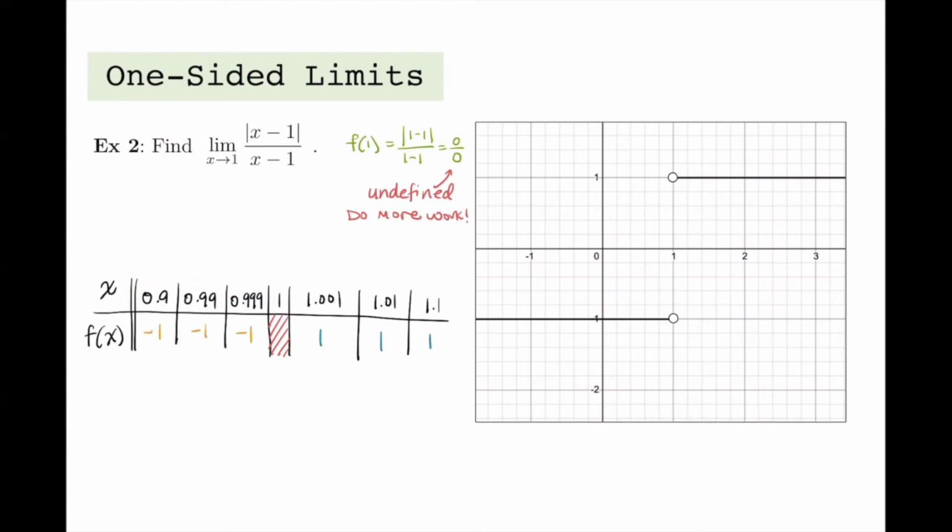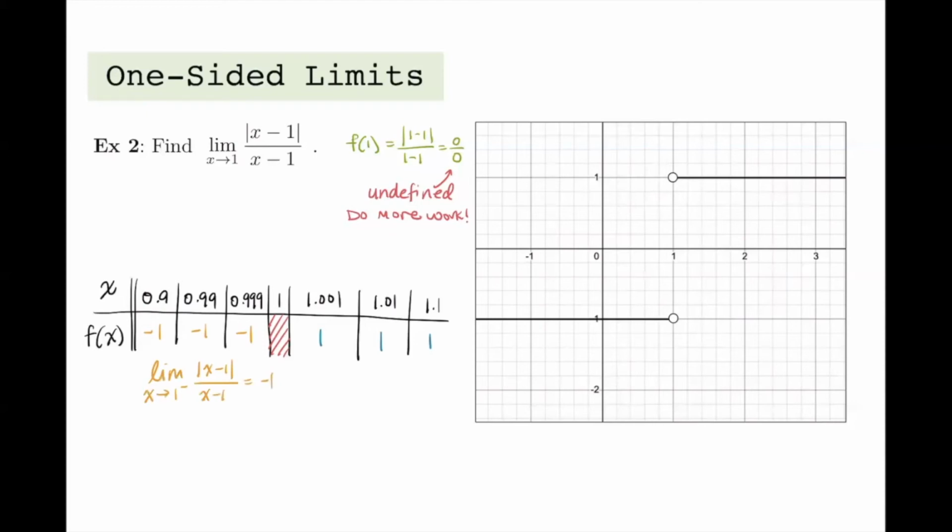So the way that we would describe this behavior is, from the left-hand side, we're not really getting closer to a particular number. They're actually just staying the same. And when that's the case, that's just the limit. So from the left-hand side, we would say the limit as x approaches 1 from the left of the absolute value of x minus 1 divided by x minus 1 is -1.